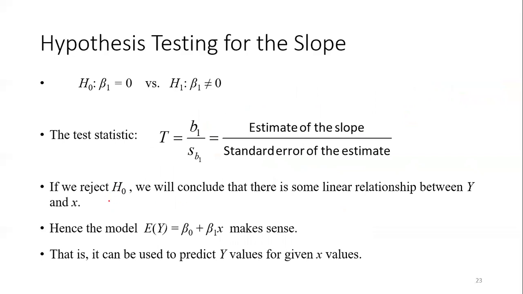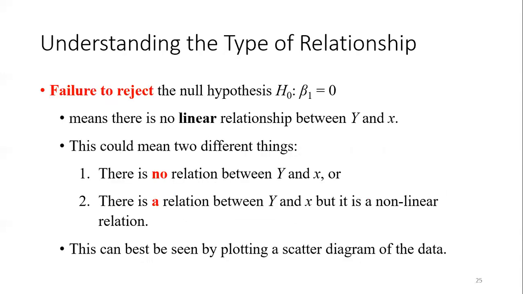So if we reject H0, which is here beta 1 is equal to 0, we will conclude that there is some linear relationship between y and x. And hence, this model makes some sense. And what does it mean? This model can be used to predict the y values, okay, using the independent variable x.